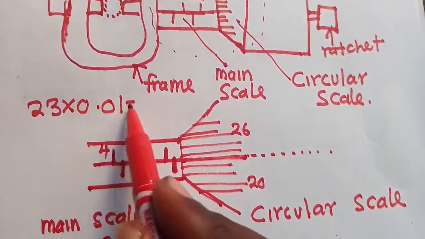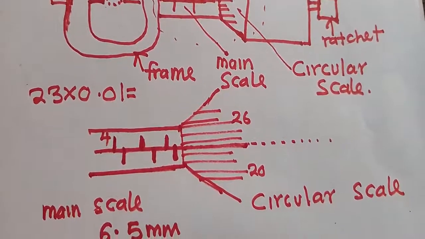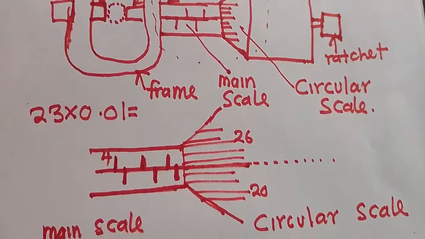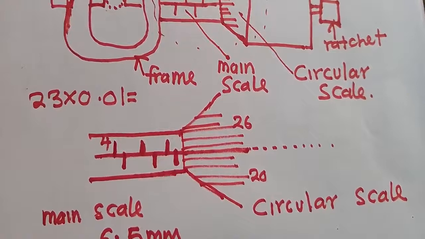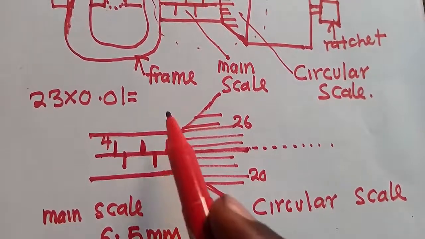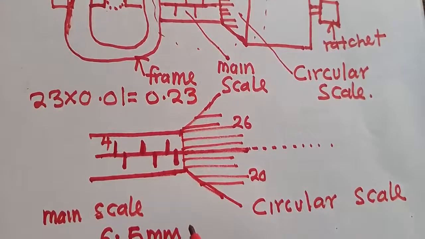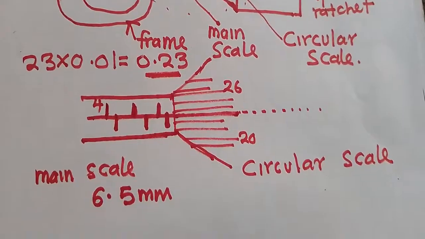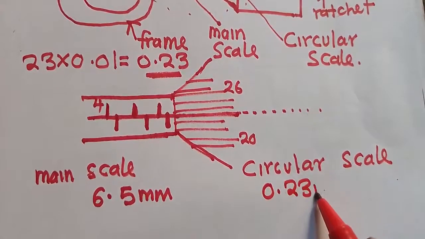So I'm going to say 23 times 0.01. When you multiply, what answer are we getting? The answer is 0.23. This is now the reading on the circular scale. So the circular scale is 0.23 millimeters.